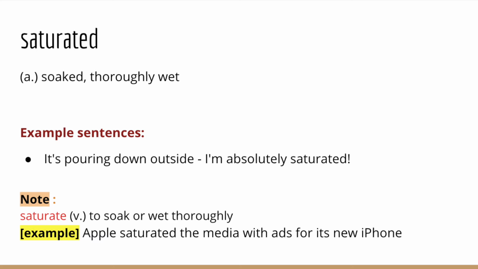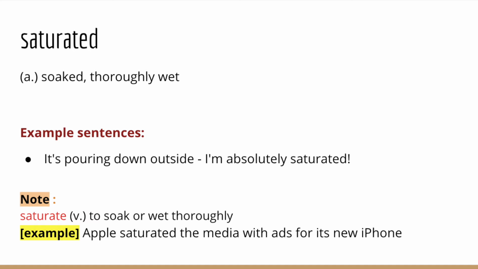S-A-T-U-R-A-T-E. Saturate. So you basically cross off the D at the very end of saturated. And that is saturate. Saturate means to soak or wet thoroughly. And you can use it directly, but nowadays more people use it figuratively. So let's look at the example here.